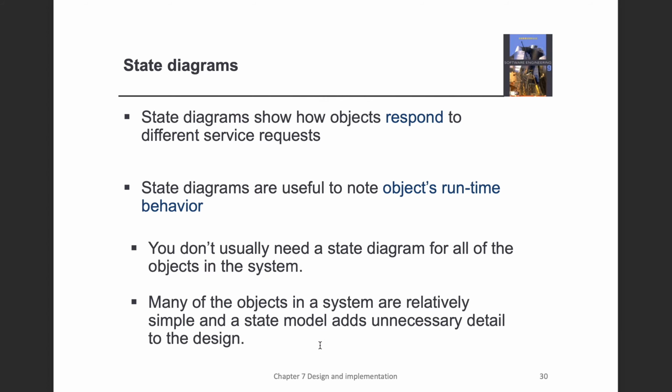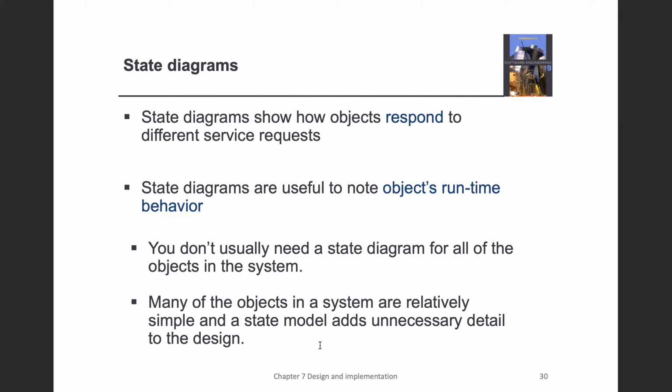So we have state diagrams, which show how objects respond to different service requests. State diagrams are useful to note an object's runtime behavior. We look at examples where at a particular time the object itself is there, but at runtime it changes behavior, and that behavior communicates with other objects to send information. So that behavior is what we look at with the state diagram.